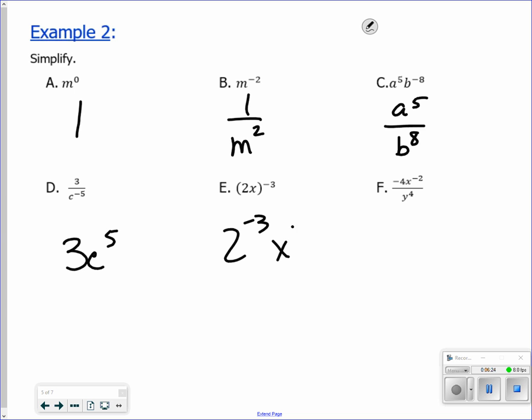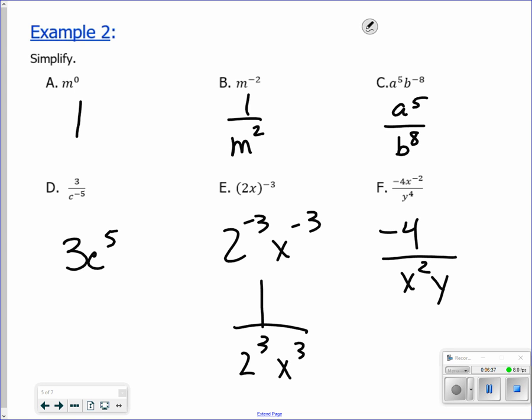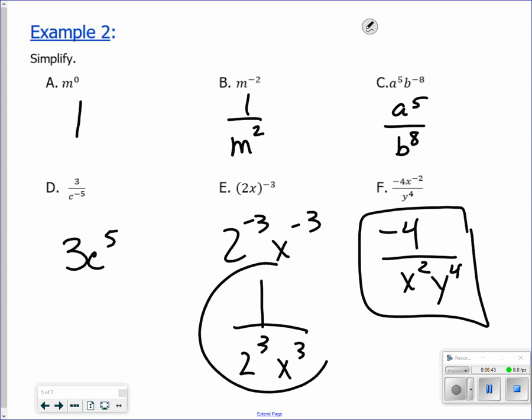2 to the negative 3rd, X to the negative 3rd. Both of them need to move to the bottom. Needs the reciprocal up. The negative 4 doesn't need to move, but the X does. Negative numbers is different than negative exponents. Negative exponents means you have to move it. It's the reciprocal up. Now, I don't know if they want me to actually do the 2 to the 3rd. 2 to the 3rd power is 8.